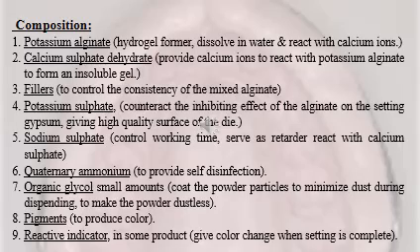4. Potassium sulfate, counteracts the inhibiting effect of the alginate on the setting gypsum, giving a high quality surface of the die. 5. Sodium sulfate, controls working time, serves as retarder, reacts with calcium sulfate. 6. Quaternary ammonium, to provide self-disinfection.